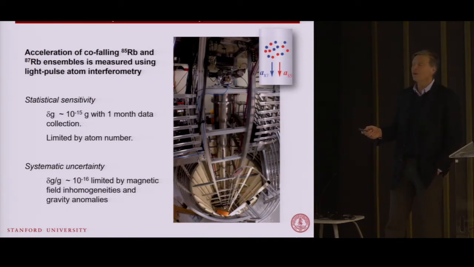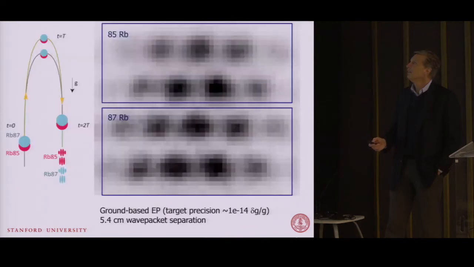Systematic uncertainties, well, there are plenty of systematic effects, which I do not have time to talk about, but it looks like those can be controlled. Well, the 10 to the minus 16 level is optimistic. I think realistically, 10 to the minus 14 to 10 to the minus 15. And here's my last slide.